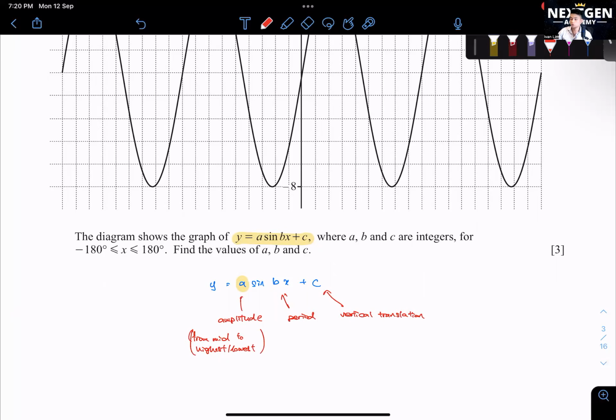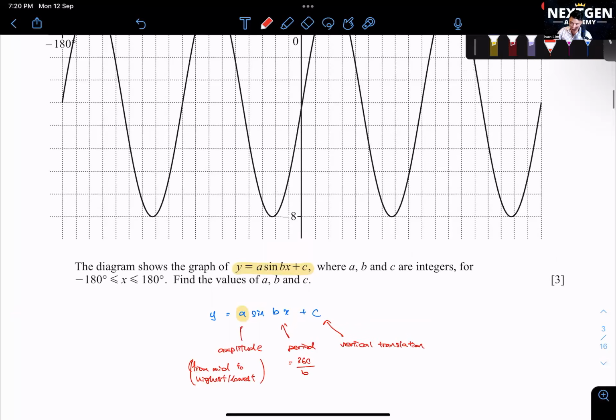Period, you need to know the formula. Period means one whole cycle. For sine graph, it will be period equals 360 over b. Then vertical translation is how your graph shifts up or down.